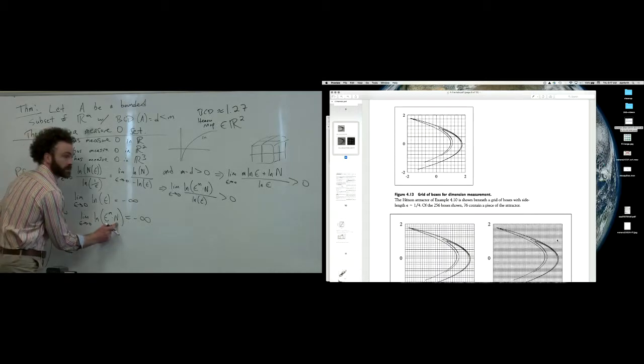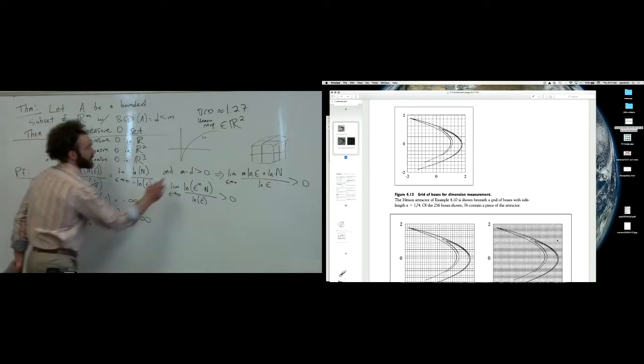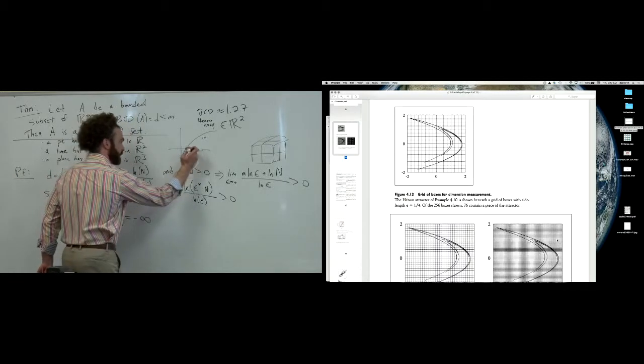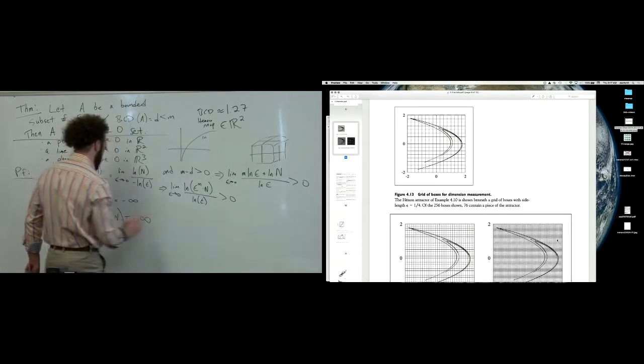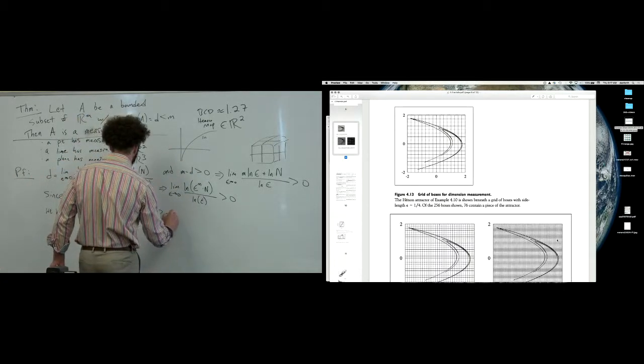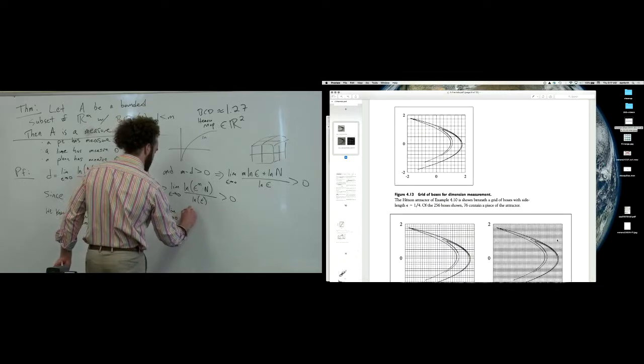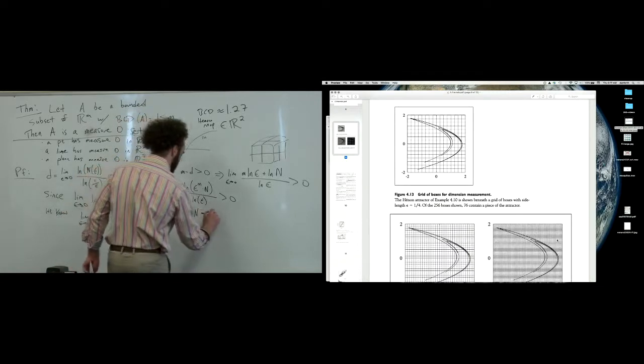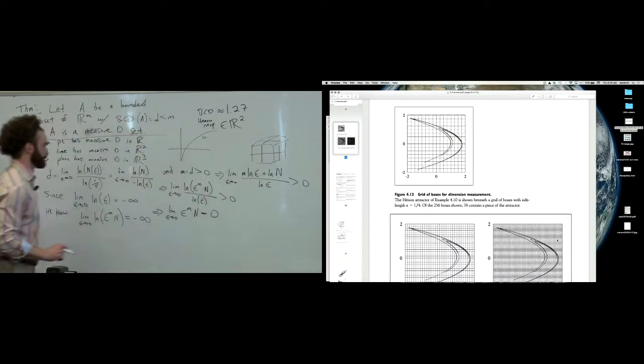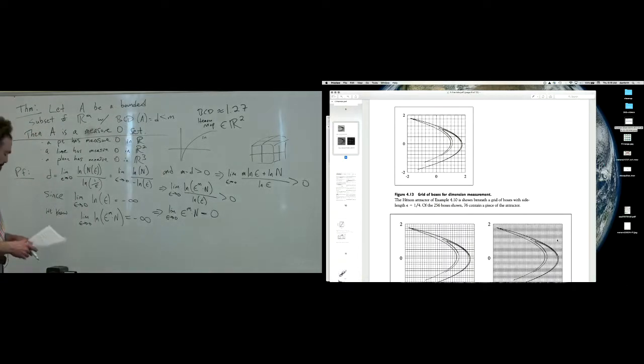This in here has to approach 0. That's right, because in order for the log to go to minus infinity, the only way that can happen is if this thing approaches 0. So that implies, very good, Scott, that the limit as epsilon goes to 0 of epsilon to the m times n is 0.